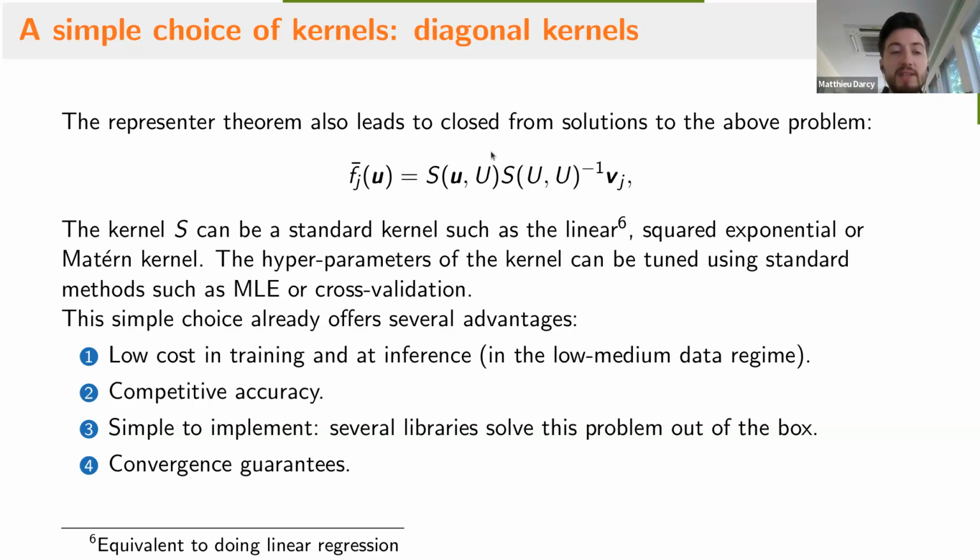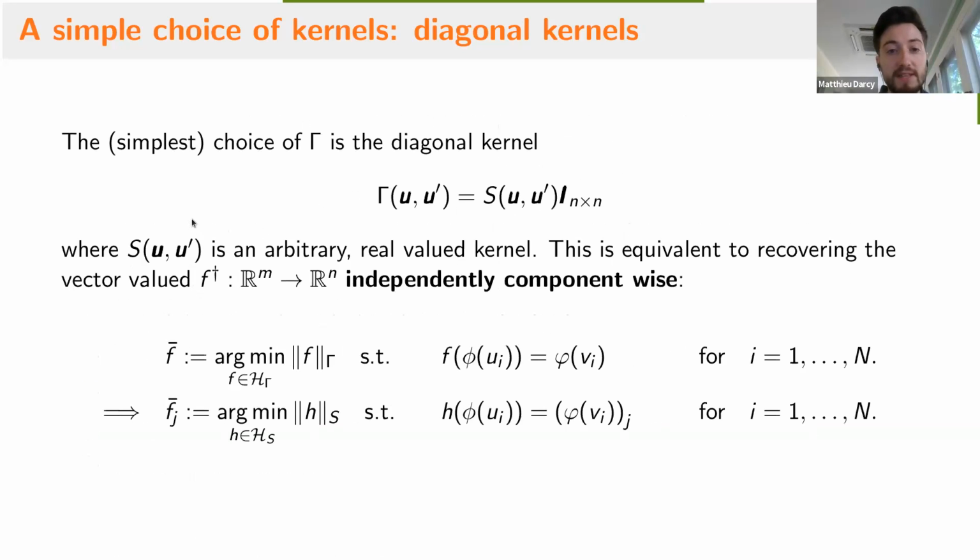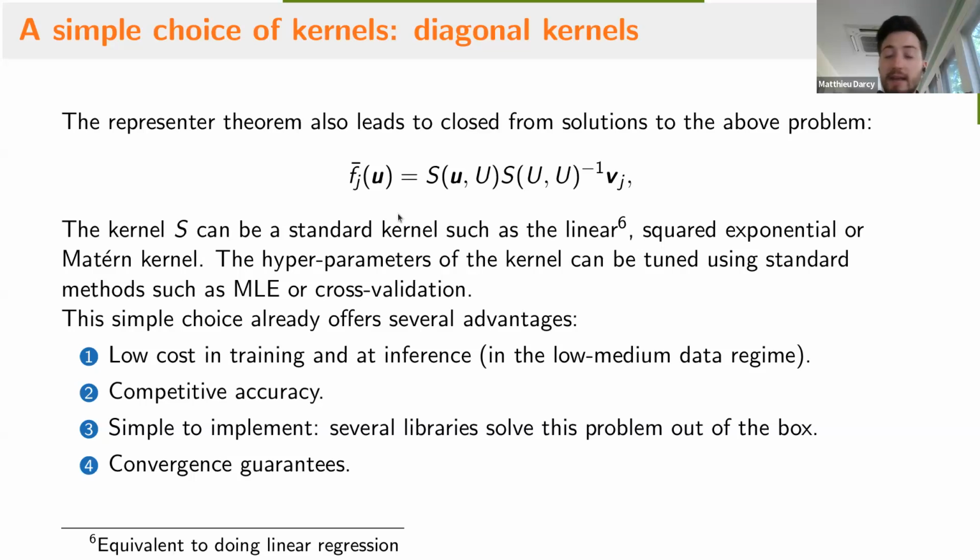So this is a very simple choice of kernel, and it doesn't explore all the possibilities for matrix valued kernels that you could apply to this framework. But in fact, it's a very attractive choice for several reasons. The first is that to define this kernel, you have to specify only one thing, which is this scalar valued kernel S. This can be any standard kernel used in the literature, such as the Matern class of kernels, the squared exponential, or even the linear kernel. And in this case, this is equivalent to doing linear regression.